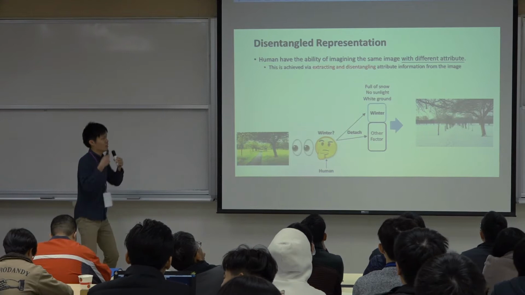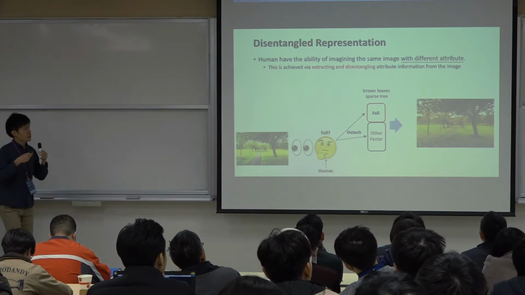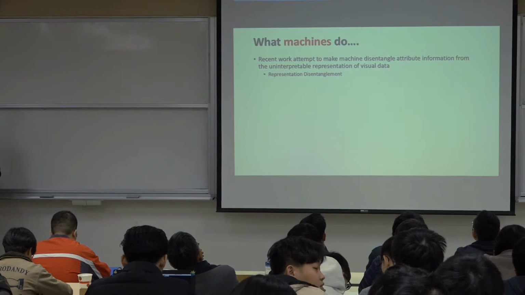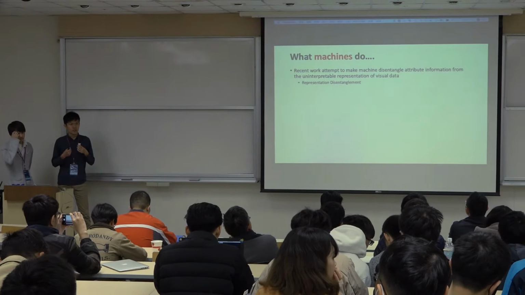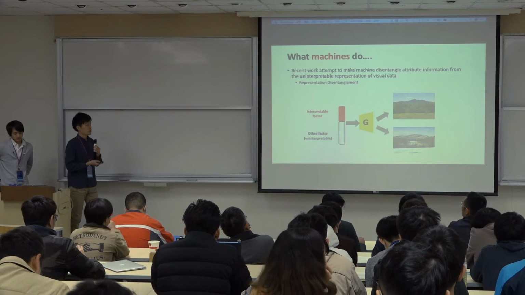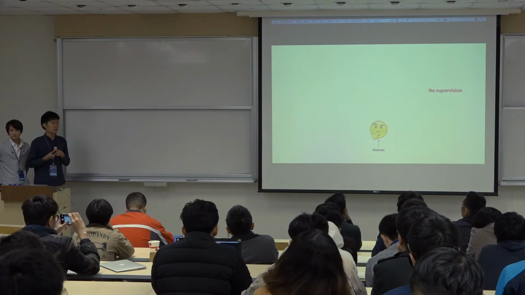And we can also try to imagine a flow. So we attempt to realize the feasibility of this, that is, to learn a disentangled representation for describing visual data. So that if we have a generator, we can synthesize an image with different attributes, which means season in this case. But human beings have another ability.